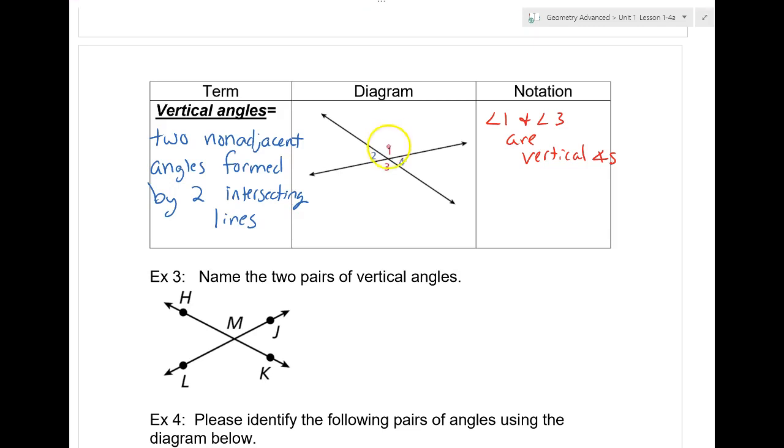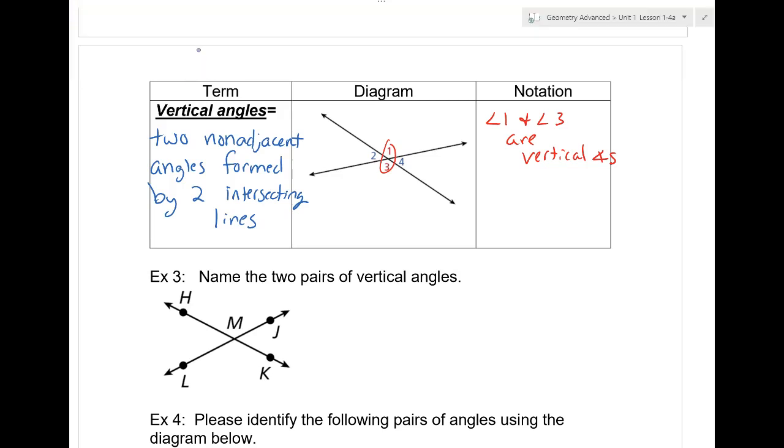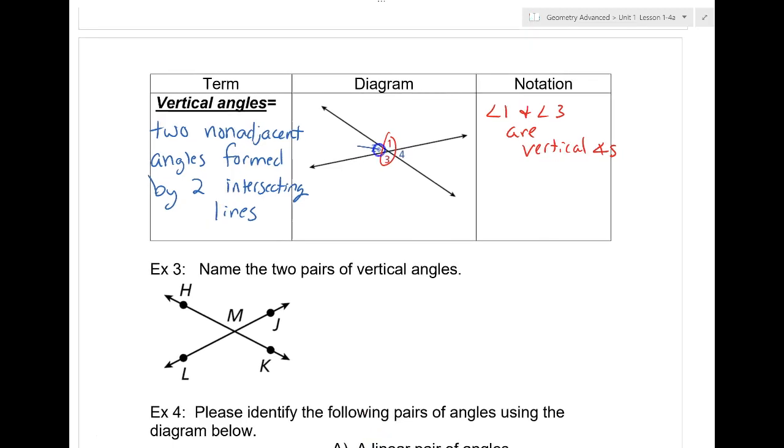So then the same thing goes when you're working with 2 and 4. 2 is adjacent to 1 and 3. So the only option it has to be a vertical angle with is which one? 4. So that's why we know angle 2 and angle 4 are vertical angles.